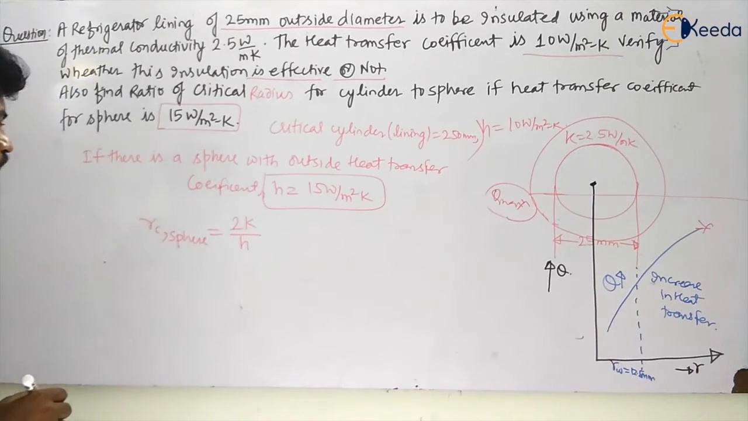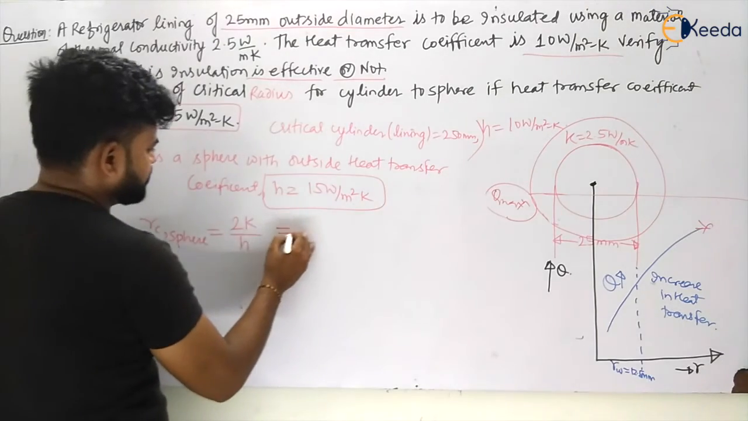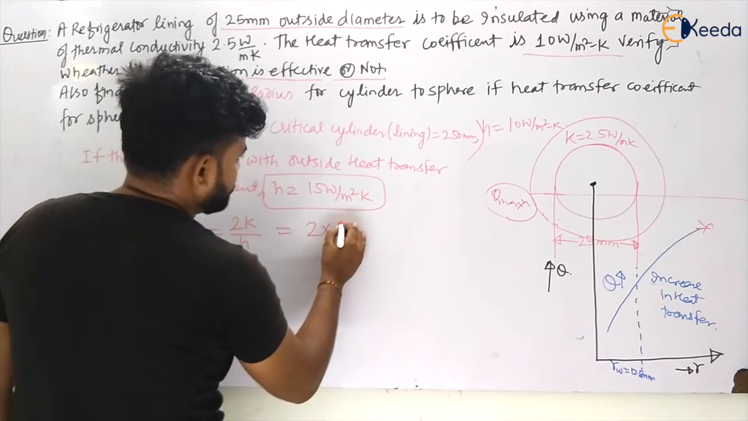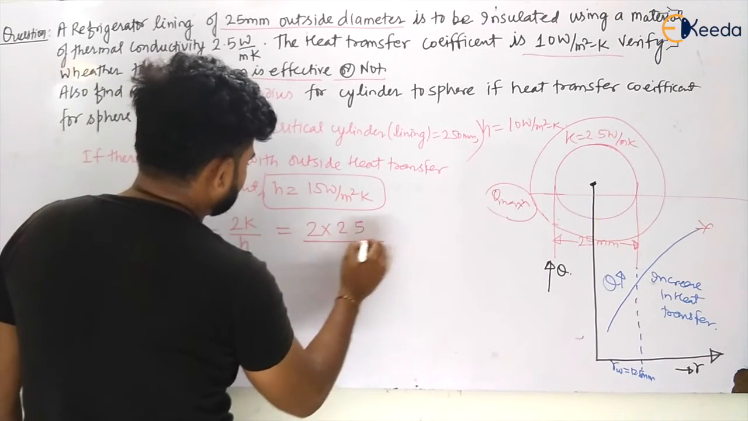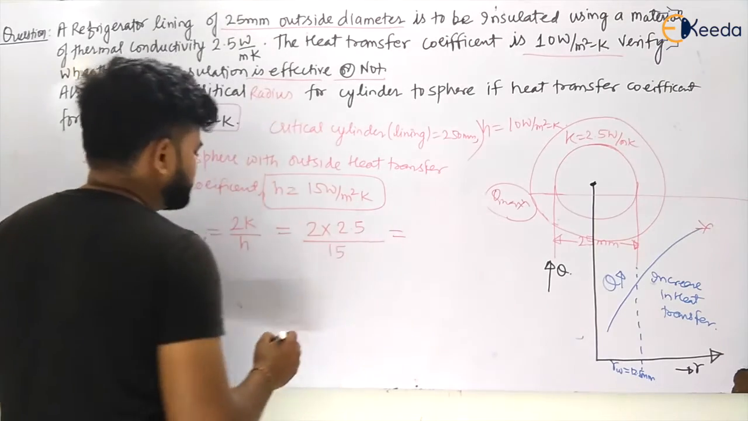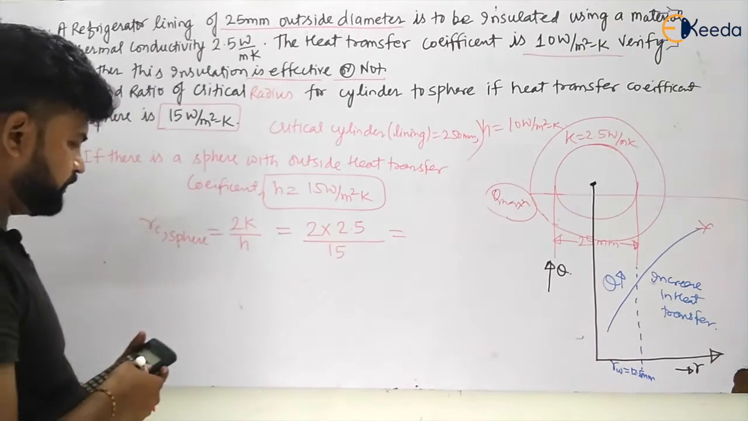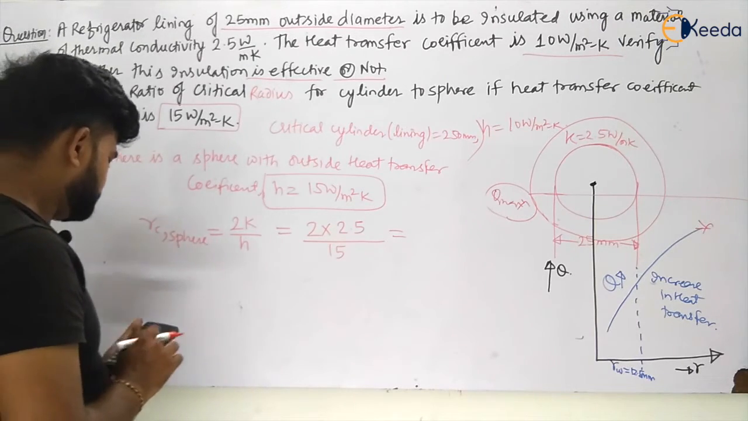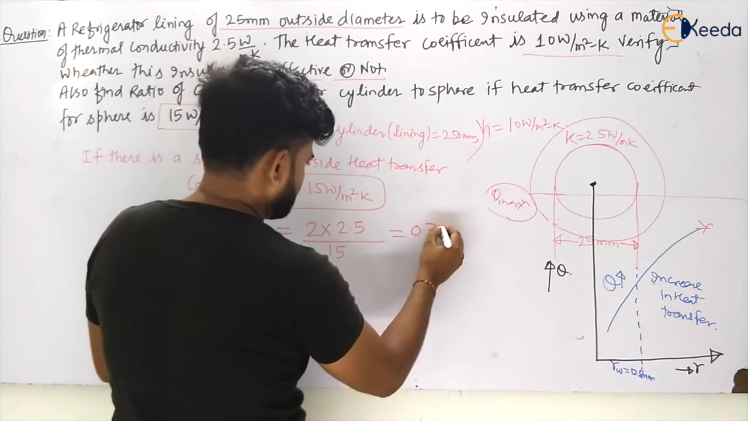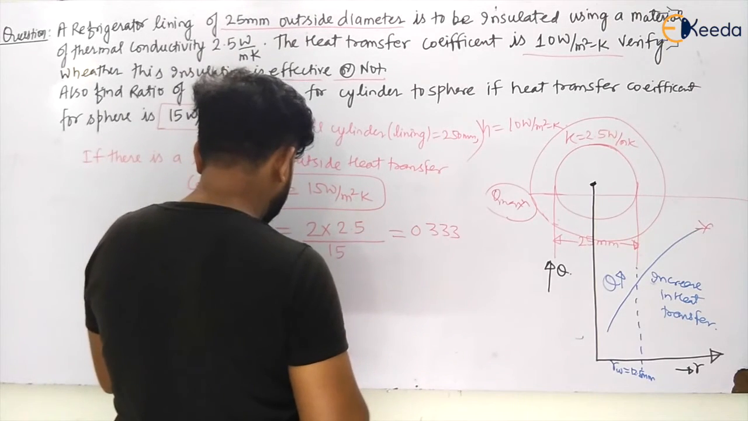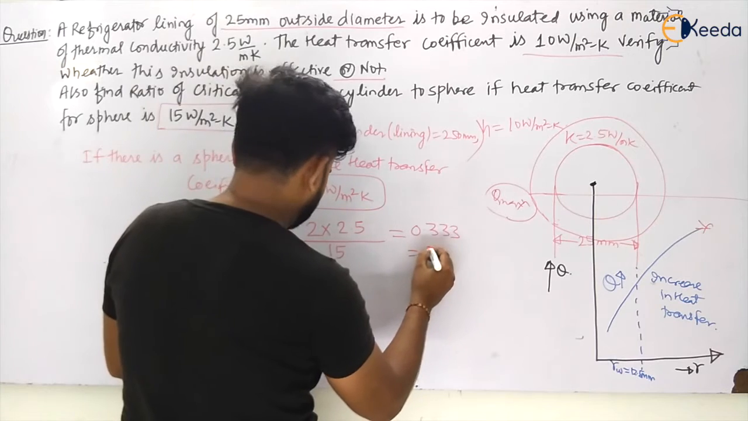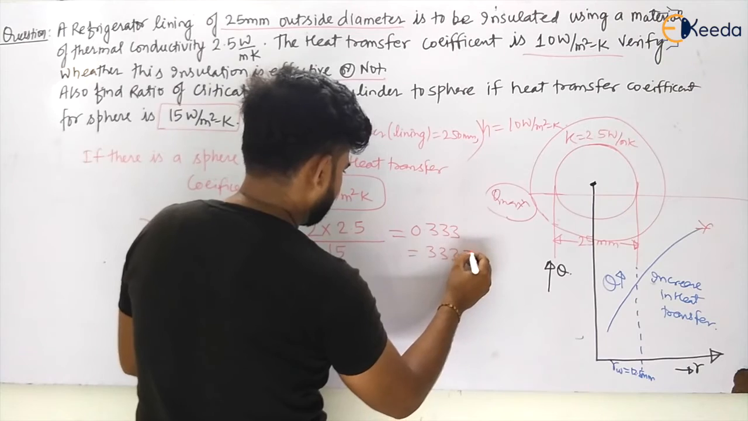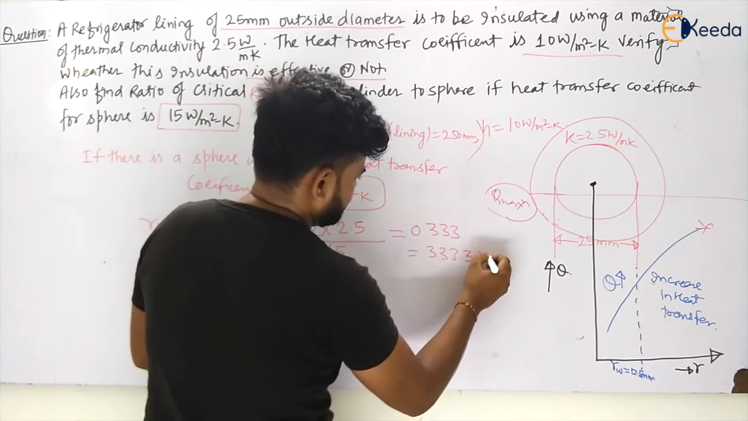This is given by 2k by h. So this will become 2 times the conductivity, which for this insulation will be the same, 2.5, divided by 15. Let us see what it will become. This will become 0.333. Multiply by 1000, this will become 333.3 millimeter.